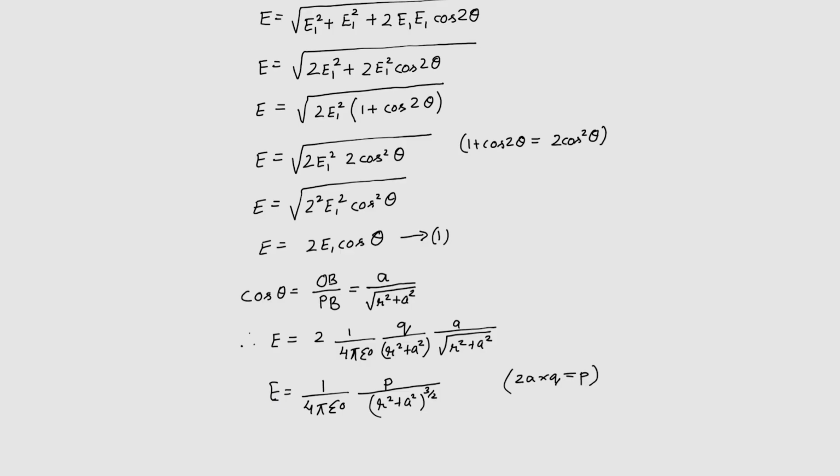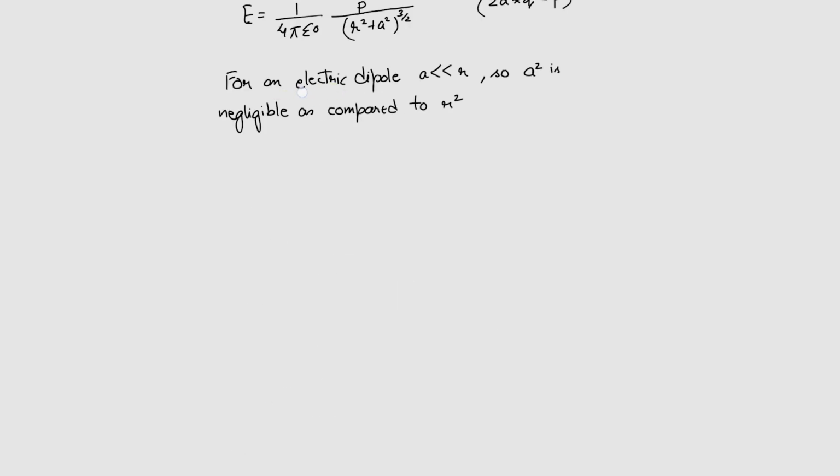But once again, for an electric dipole, A is negligible as compared to R. So therefore we neglect A square, and E is equal to 1 by 4 pi epsilon naught P divided by R square whole thing to the power 3 by 2. The 2 cancels. So finally I have E is equal to 1 by 4 pi epsilon naught, P divided by R cube.